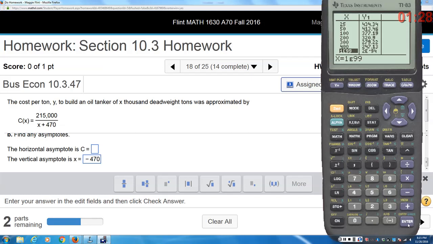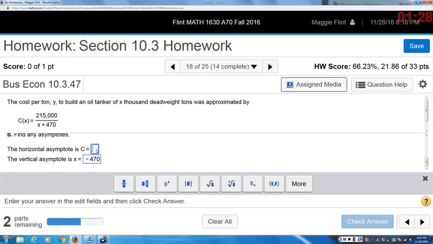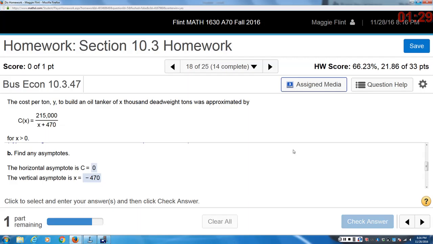That's, I mean, basically, like you said, if it's a constant on the top, it doesn't matter that the constant's huge. So it's basically always going to be 0? The horizontal asymptote is c equals 0, and c because it's c of x. There's no value of x that will make the cost 0. Okay?